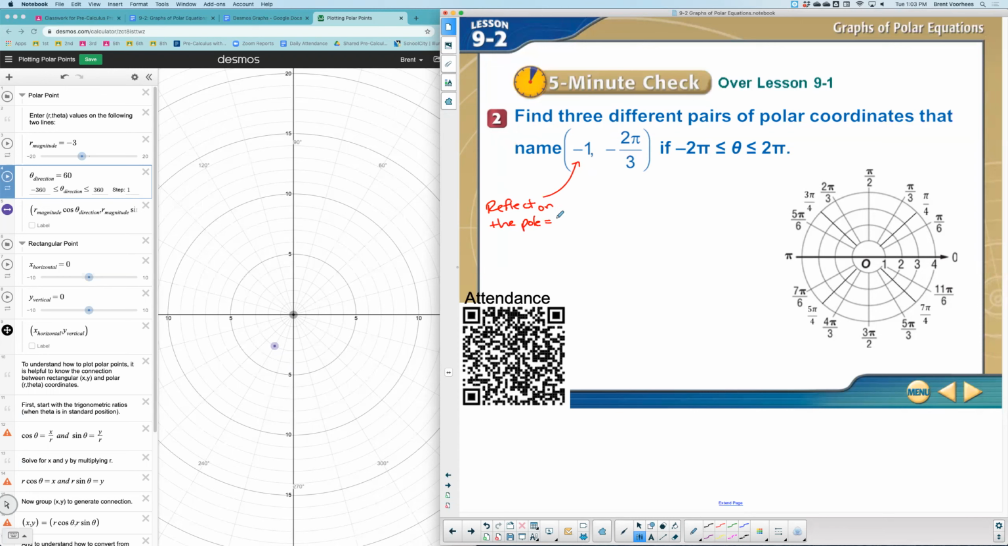Reflect on the pole, that is -2 pi over 3. And so where is negative 2 pi over 3? This means I need to find the theta going clockwise. When you have negative angles, you go clockwise. So 0 to 2 pi is all the way around. If theta is moving downward, that means theta is less than 0.